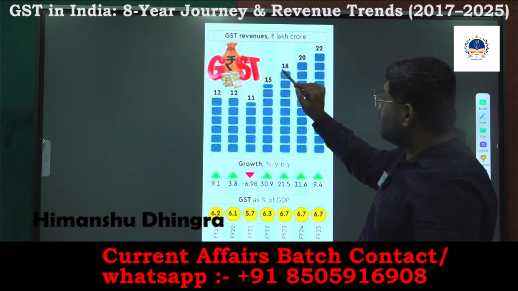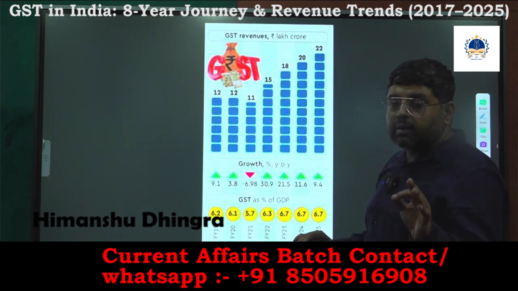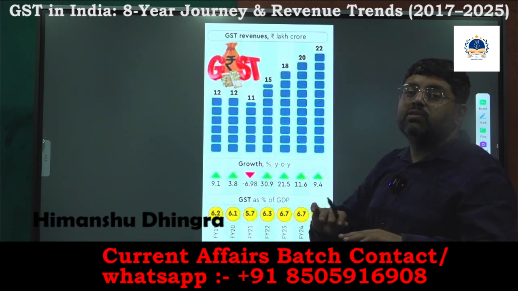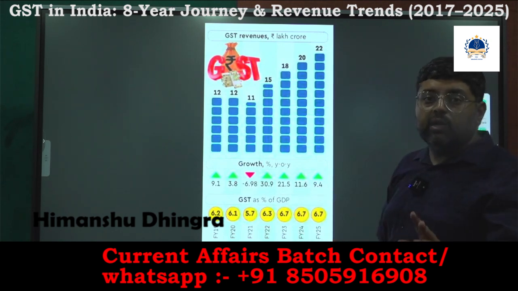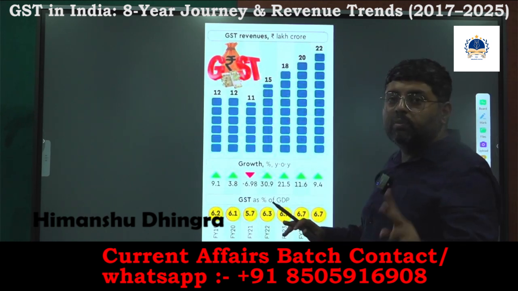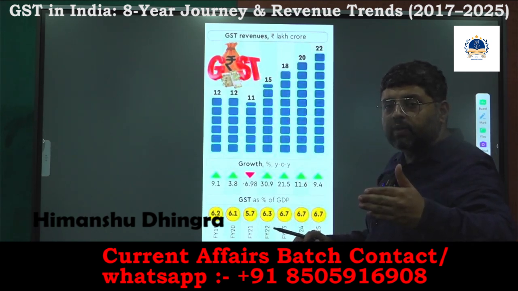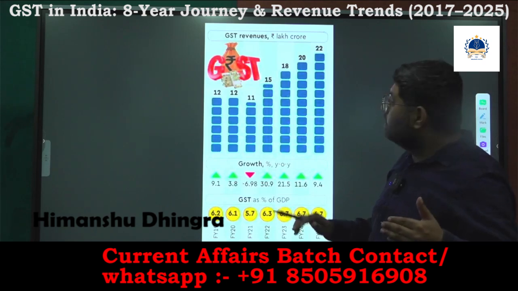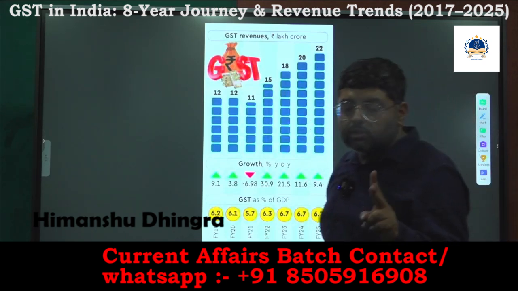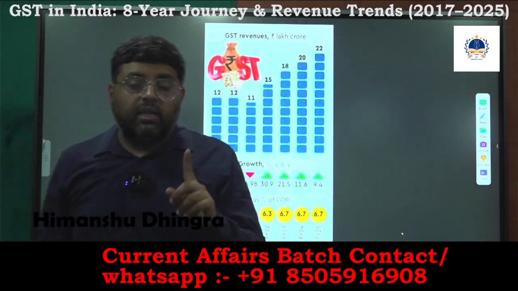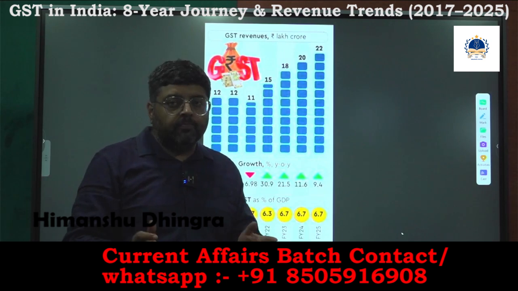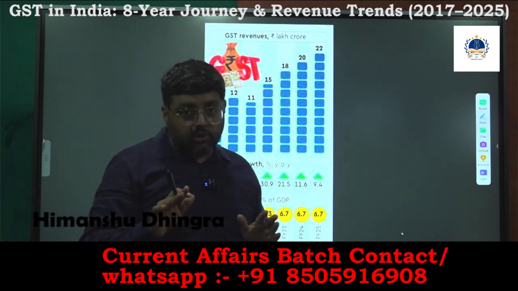Again I am repeating: when it comes to absolute numbers, the financial year with maximum GST collected is financial year 25. This is what you have to remember for your exam. The second thing is that the graph after COVID is increasing every year. This is the second important fact you have to remember. You know that UPSC used to ask statement-based questions, so it becomes important for your exam.